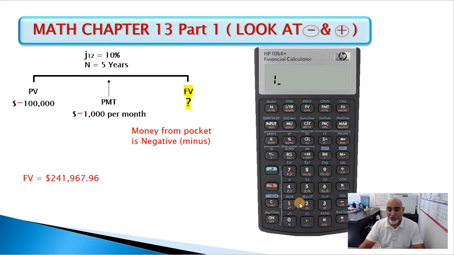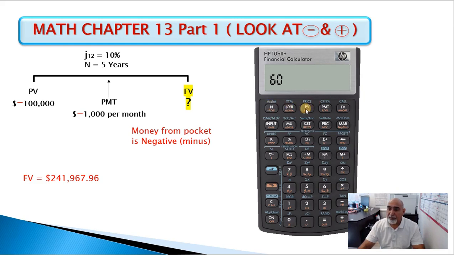Again, 12 for the compounding periods, 10 for the interest rate. Time now, think of time. If we're talking about 12 compounding periods per year, 5 years is not, we need months. We need our time in months, and that is going to be a 60.